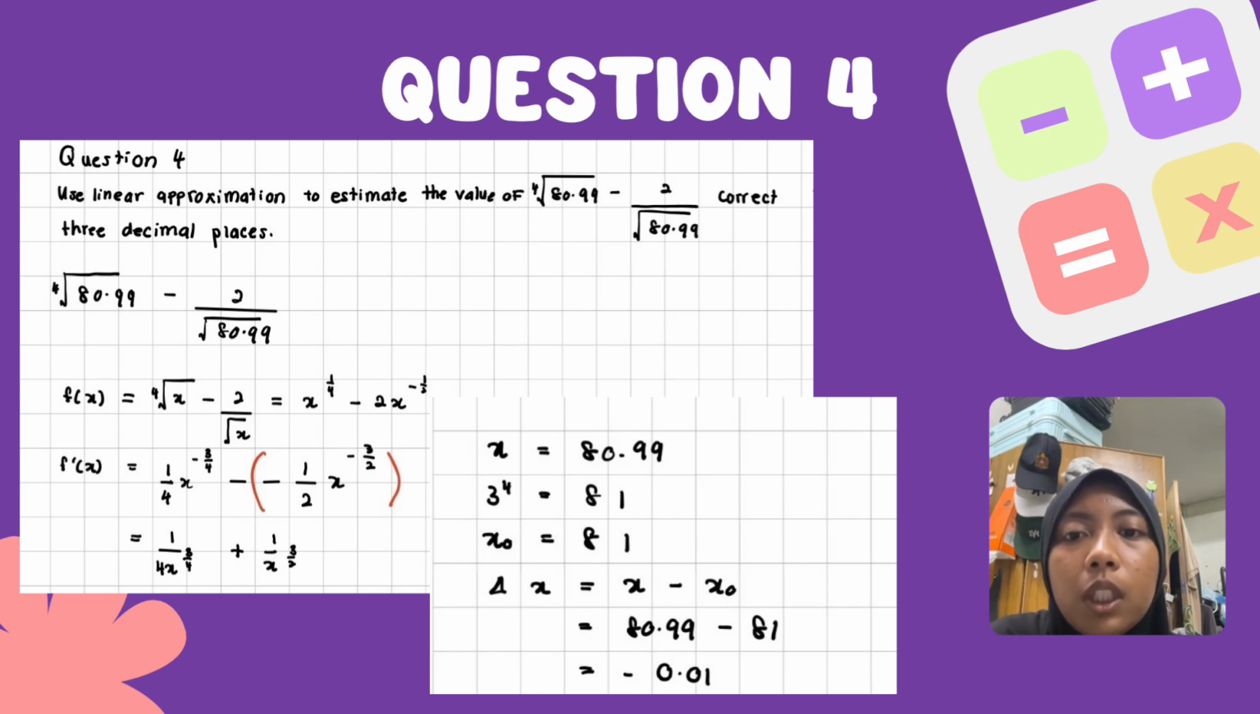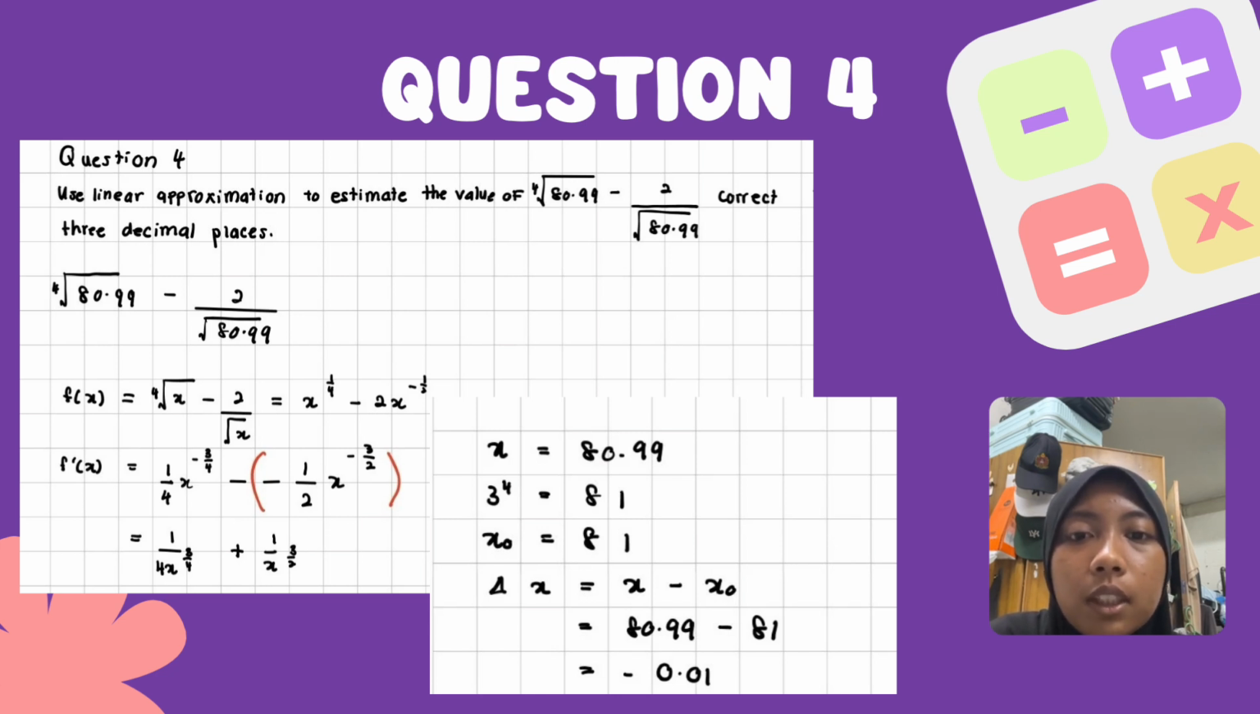First of all, we need to define our function f(x) by replacing our messy number 80.99 with the variable x. So we get f(x) equal to the fourth root of x minus 2 over the square root of x. To make it easier to differentiate, we rewrite the roots as fractional exponents. This gives us f(x) equal to x to the power of 1/4 minus 2x to the power of negative 1/2.